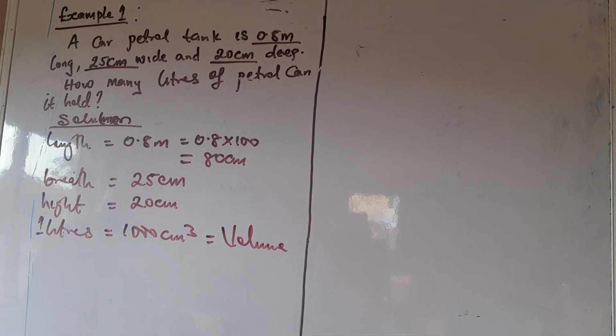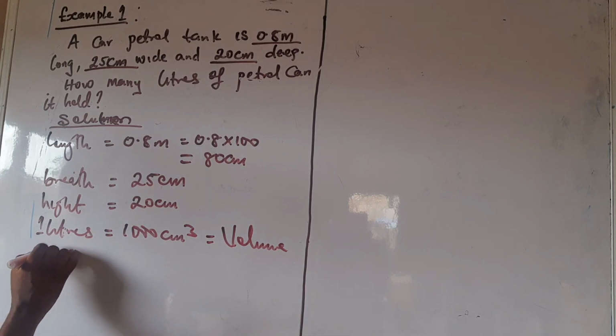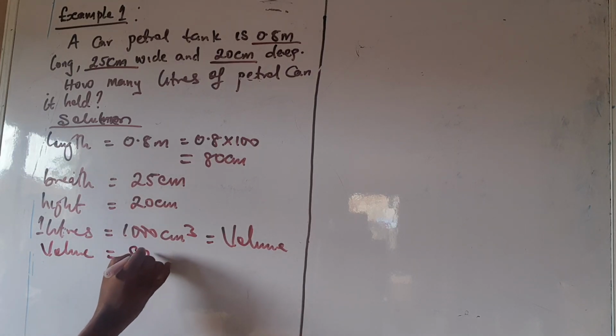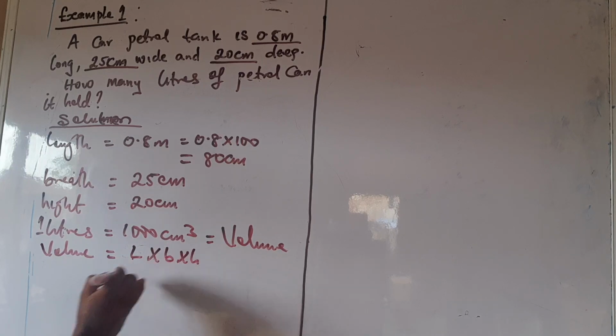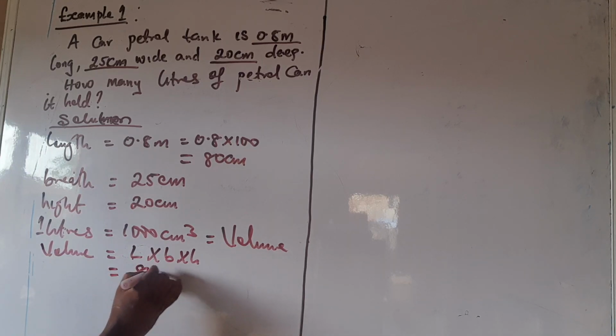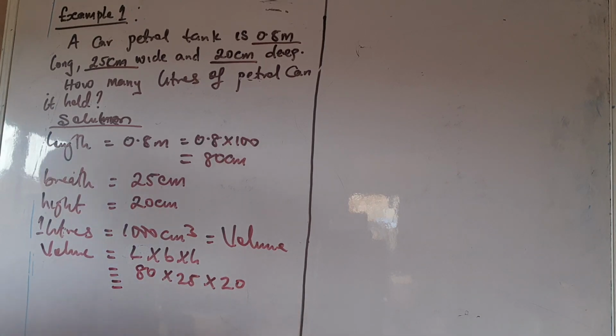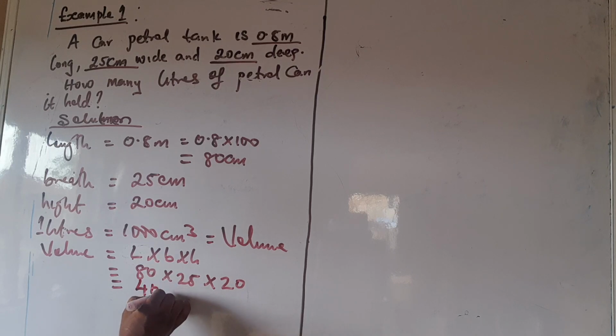So let's look at it. If you multiply this, the volume will equal length times breadth times height. That is 80 times 25 times 20, and this will give us 40,000. We have 40,000 centimeter cube.